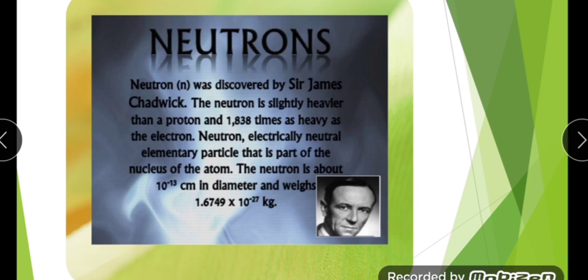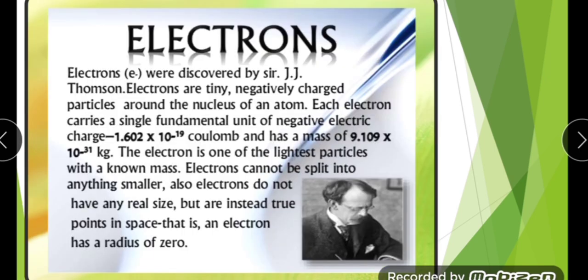The neutron was discovered by Sir James Chadwick. The neutron is slightly heavier than the proton and 1838 times as heavy as an electron. A neutron is an electrically neutral elementary particle that is part of the nucleus of an atom. The neutron is about 10^-13 centimeter in diameter and weighs about 1.6749 × 10^-27 kilogram. Next we will see about the electrons.